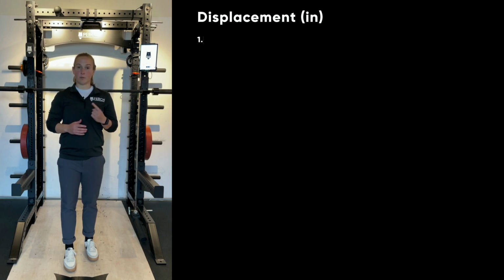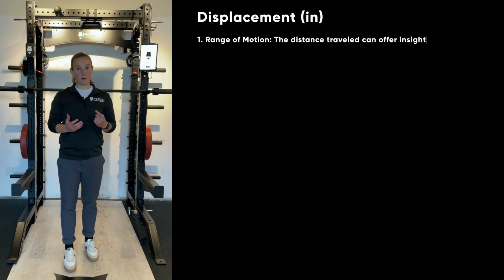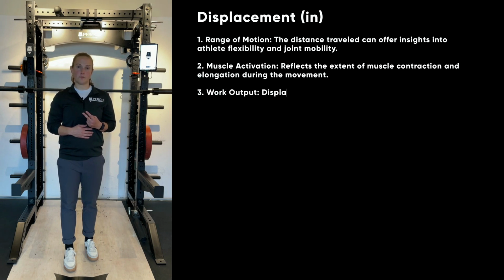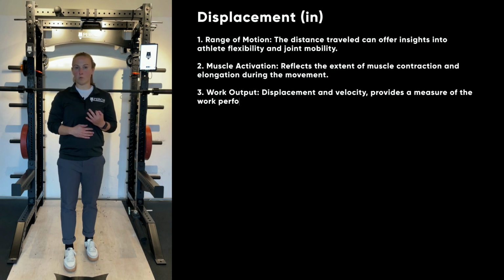The next metric we'll talk about is displacement. This is measured in inches and encompasses the distance traveled. A few things this can help indicate. Number 1, range of motion. It measures the distance covered by the load during a resistance exercise, offering insights into an athlete's flexibility and joint mobility. Number 2, muscle activation. Displacement reflects the extent of muscle contraction and elongation during the movement, contributing to overall muscle activation. Number 3, work output.